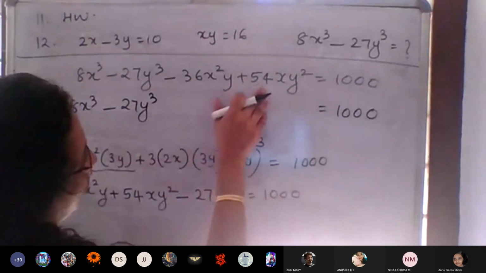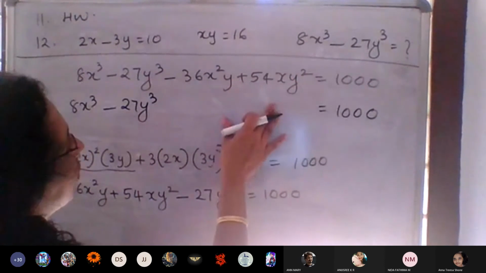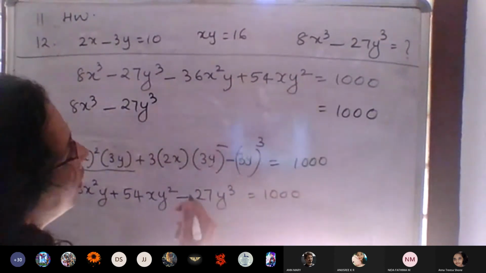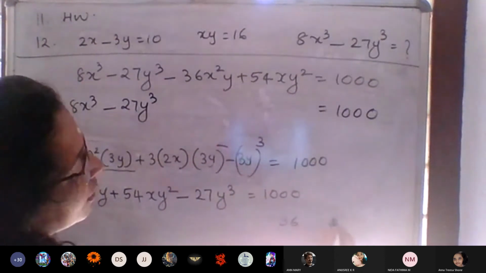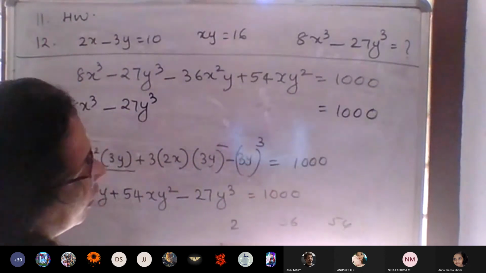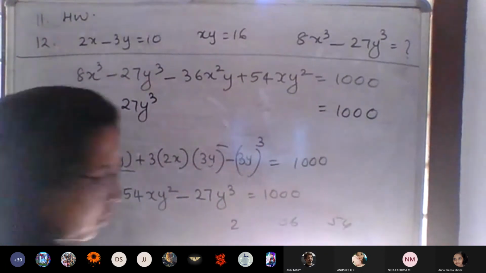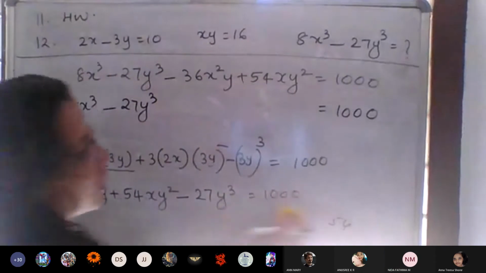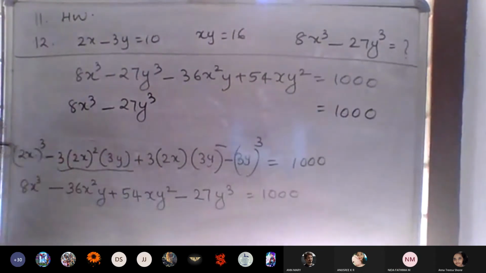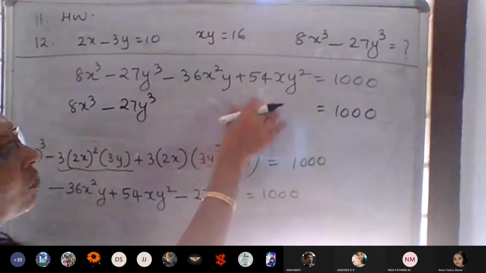We can take 2 common, x common, y common, but which number do we have to take? 2 also we can take, 36 and 54, possible, no? 2 we can take common, then again 6 also we can take common. So it will make you confused, which one we want to take. You would write so many steps. So a better way is, instead of taking common, first you write which one?